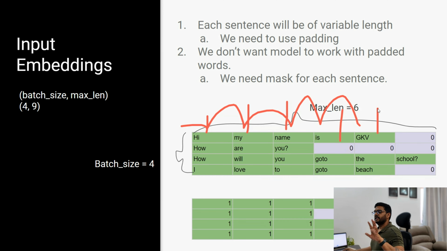1, 2, 3, 4, 5. The length of my statement is 5. And then I have 0, which is basically padding. Why do we need padding?